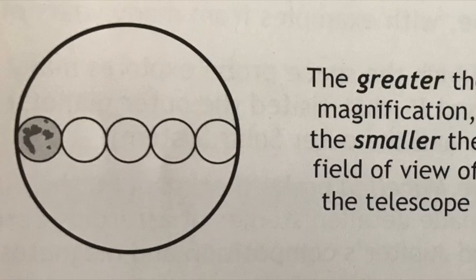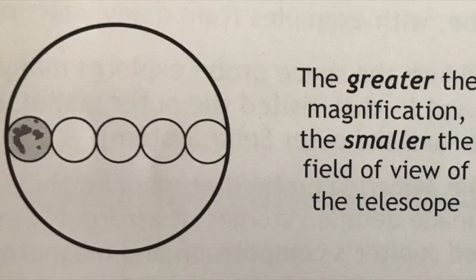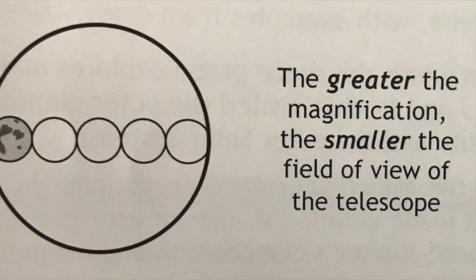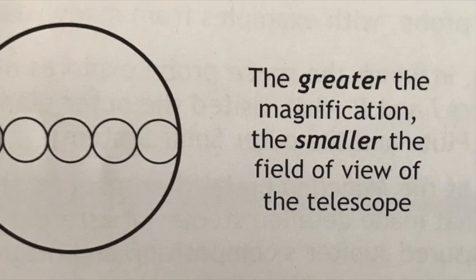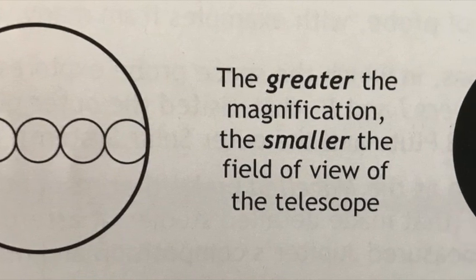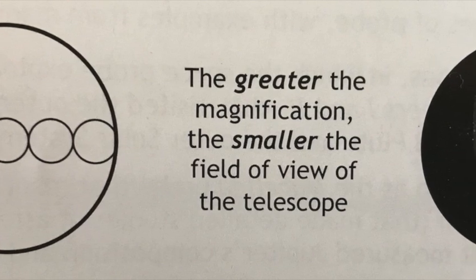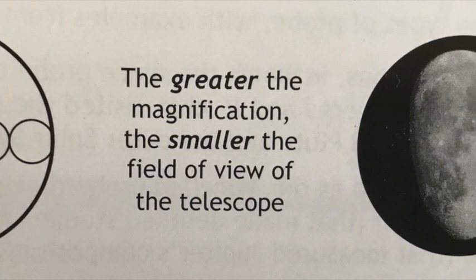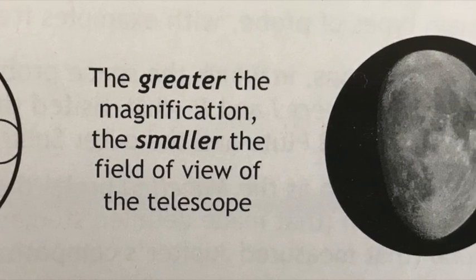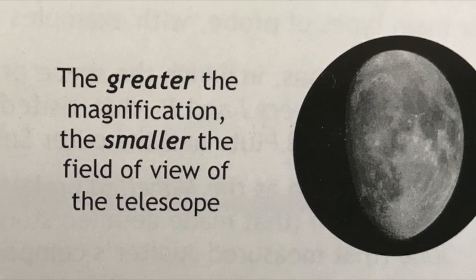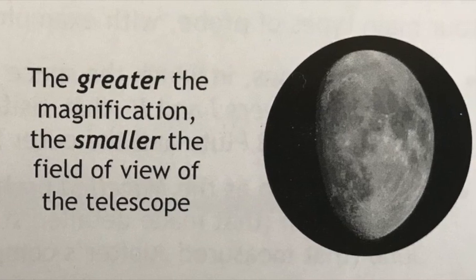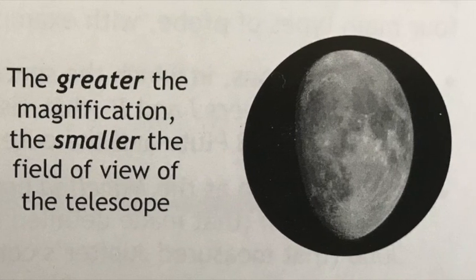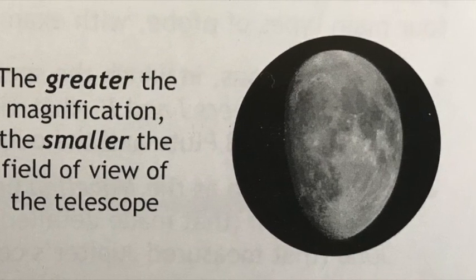The field of view, sometimes abbreviated to FOV, of a telescope is the circle of sky that is visible through its eyepiece. For example, in the central image here, the FOV is 5 moon widths, and the FOV in the right-hand image is slightly more than 1 moon width.